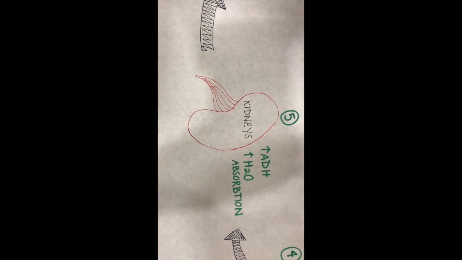To recap, our stimulus is water loss, which causes increasing blood osmolality, which acts on osmoreceptors in the hypothalamus of the brain, which then stimulates the release of ADH from the pituitary gland, ultimately causing the kidneys to increase water absorption so that water can be recirculated into the blood.